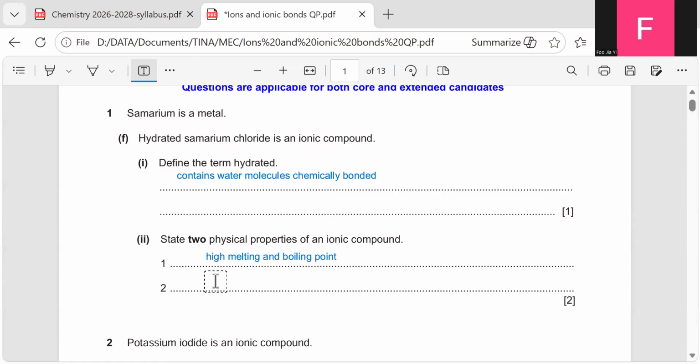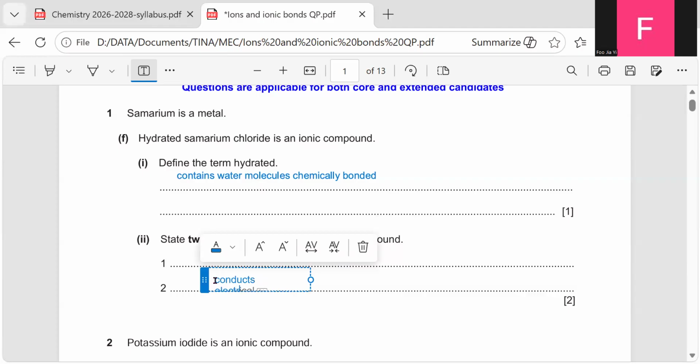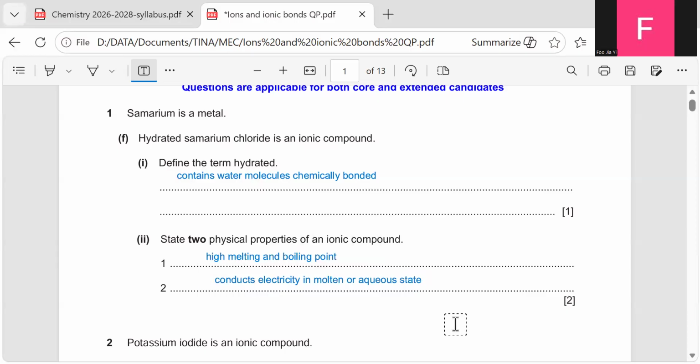In what state? Molten and aqueous. Can it conduct electricity in solid? No, that's called a physical property. In chemistry, you cannot sort of know. You either know or don't know. You don't know, you will get it wrong. Okay? So, conducts electricity in molten or aqueous state. Okay? You need to remember the properties of ionic and covalent.